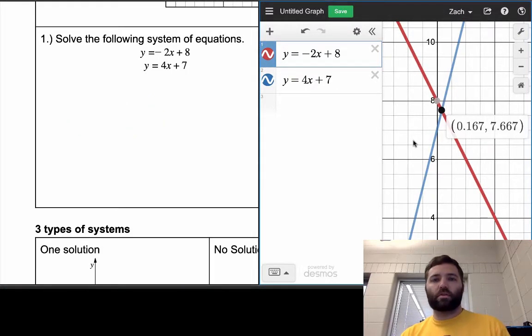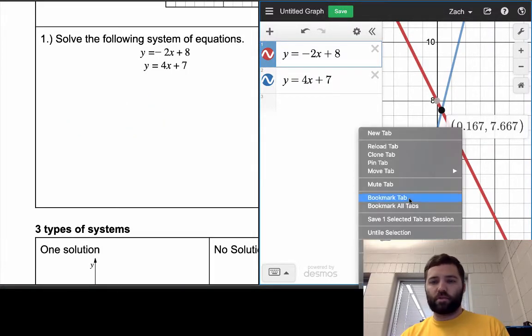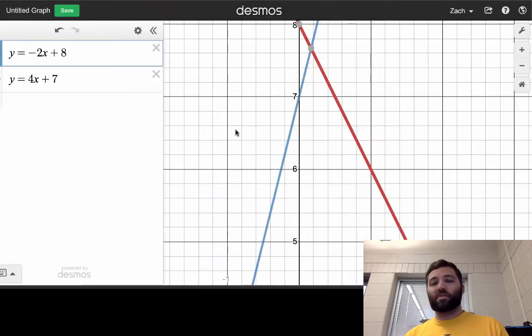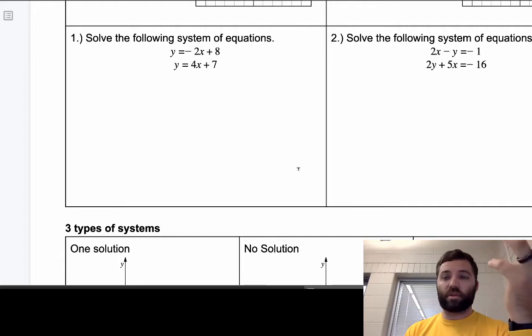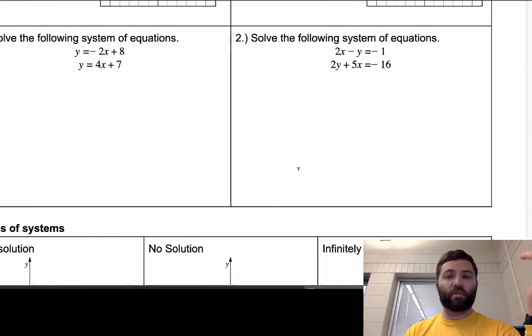Okay, so let's hop back over to just the notes, and then we'll go on to the next one. Now the next one, the problem with this one is that it is not already in slope-intercept form. Number 1 was quite straightforward. We just had to plug them in.